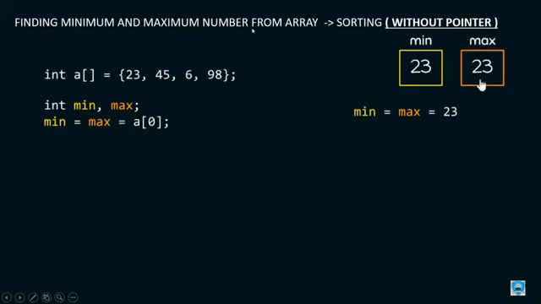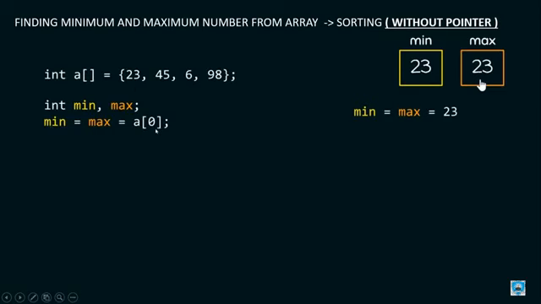Finding minimum and maximum number from an array, sorting technique. There are so many sorting techniques, bubble sort, heap sort, and many other sorting techniques that you learn. But here this particular program is without pointer. So it's very simple to understand. It's a dynamic array we declare. So 4 elements are there. Minimum and maximum numbers are there.